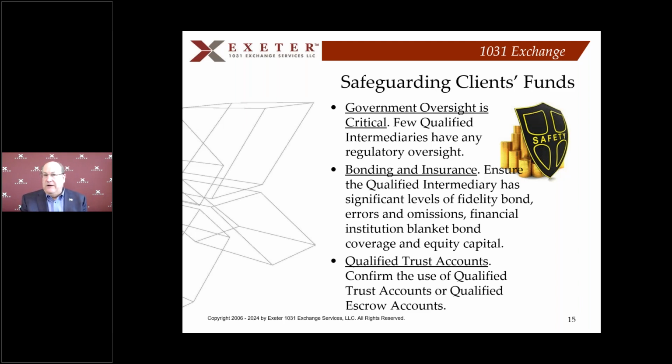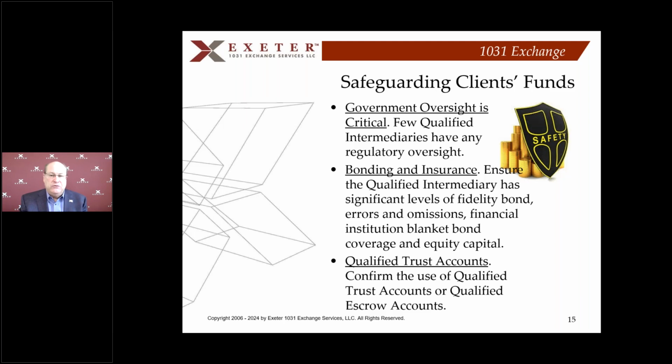Number two, everybody's human, everyone's going to make mistakes. You need to make sure they have adequate insurance. Do they have fidelity bond coverage, which is crime insurance? Do they have errors and omissions insurance? So if they make a mistake, they're covered, or you're covered, I should say. Or do they have a financial institution blanket bond if they're a bank, trust company, etc.? Those are critical questions to make sure that you're protected.